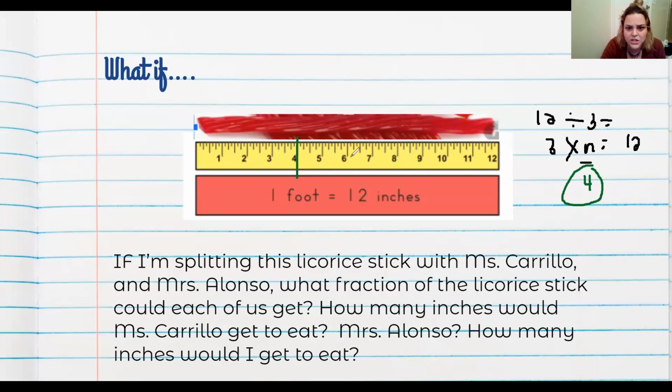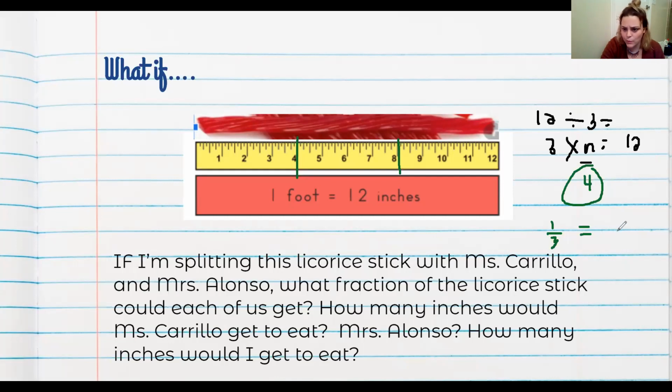So that would be maybe my share, this would be Mrs. Alonso's share, and that would be Mrs. Carrillo's share. Does that look like equal parts? Yes. So that means that Mrs. Alonso, Miss Maldonado, and Miss Carrillo would each get a third of the licorice stick. Right? If it's partitioned into 12s, what's another fraction that's equivalent to a third?